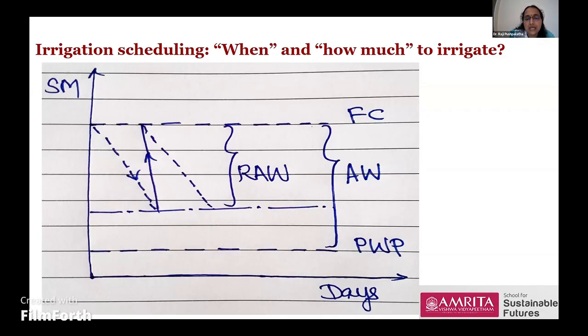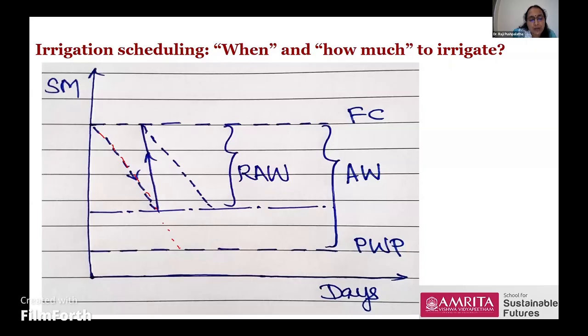Okay, so this is the field capacity line. This is the permanent wilting point line. Whatever the amount of moisture or water available in between field capacity and permanent wilting point, we can call it available water. Okay, so one option is, as days continue, starting from planting, as time passes, the soil moisture level gradually drops down from field capacity and then it reaches the permanent wilting point.